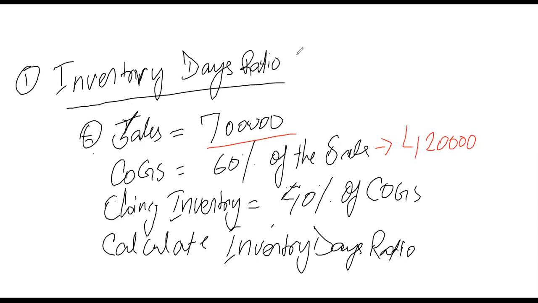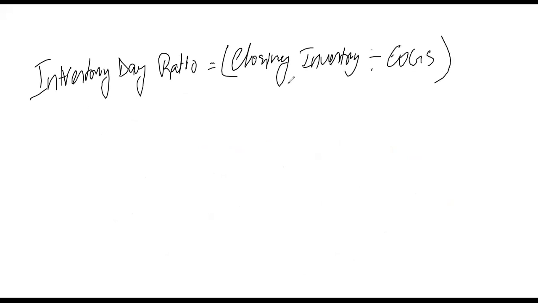So this makes an answer of 1,68,000. My COGS, or my closing inventory, is 1,68,000. Now let us calculate the inventory days ratio, which is calculated by dividing the closing inventory whole divided by COGS, and this entire formula is being multiplied by 365 days.